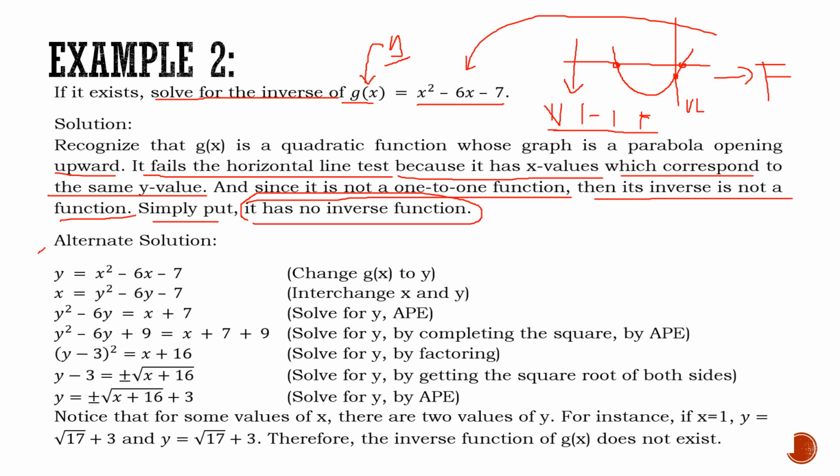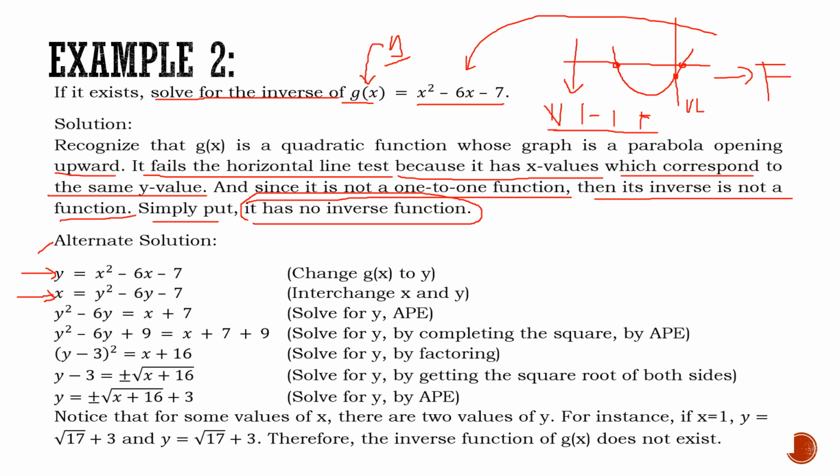So for an alternative solution, let's now apply the three steps in finding the inverse function. Let's try to prove that there is no inverse function that we can map on this given function. The first thing to do is to change g of x to y. So we simply use y to replace g of x. Then interchange the x and y. So we swap the positions of your x and y variables. All your x variables will be replaced by y, and the same thing, your y variables will be replaced by x.